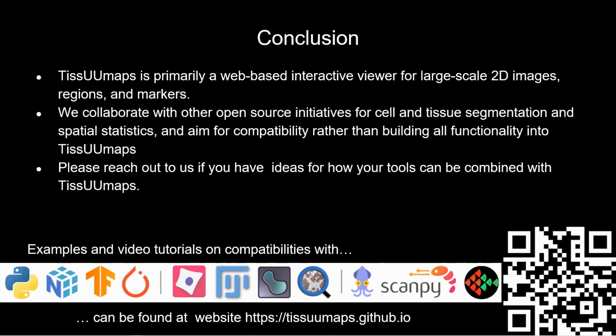We try to collaborate with all the other open source initiatives for cell and tissue segmentation and spatial statistics to have better compatibility with TissUUmaps. And if you have any questions or any problems running TissUUmaps, you can contact us. If it's a bug in the software, you can put an issue on GitHub. If it's a feature requirement or anything, you can also ask on the Image SC forum, where we are a collaborator to the forum. And then you can check all our galleries and other things on our website.